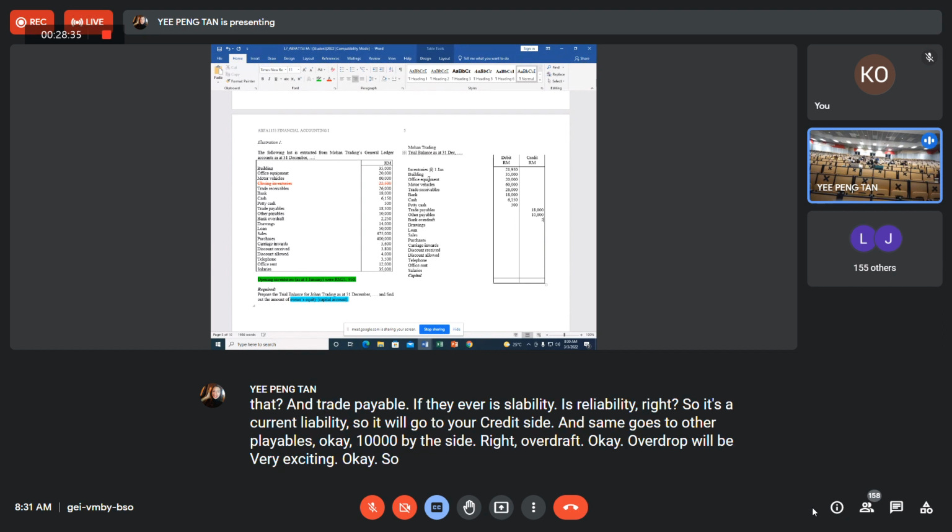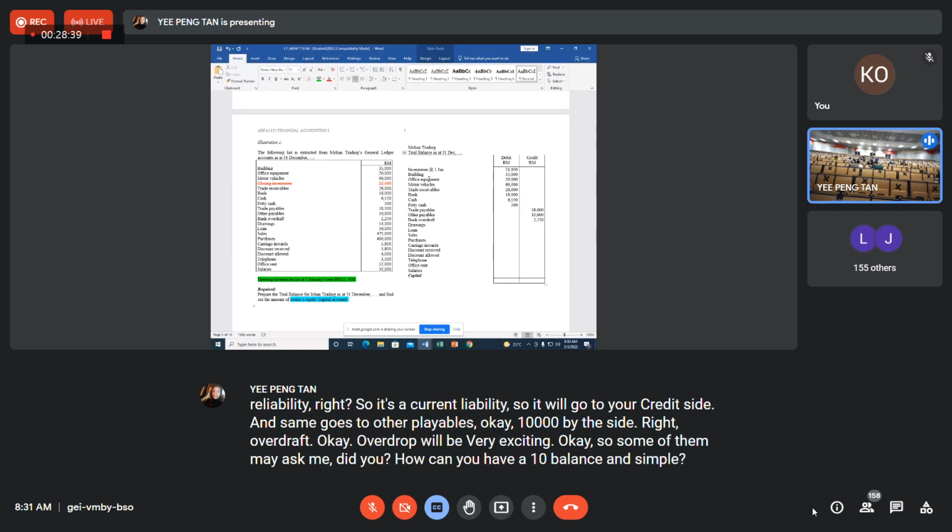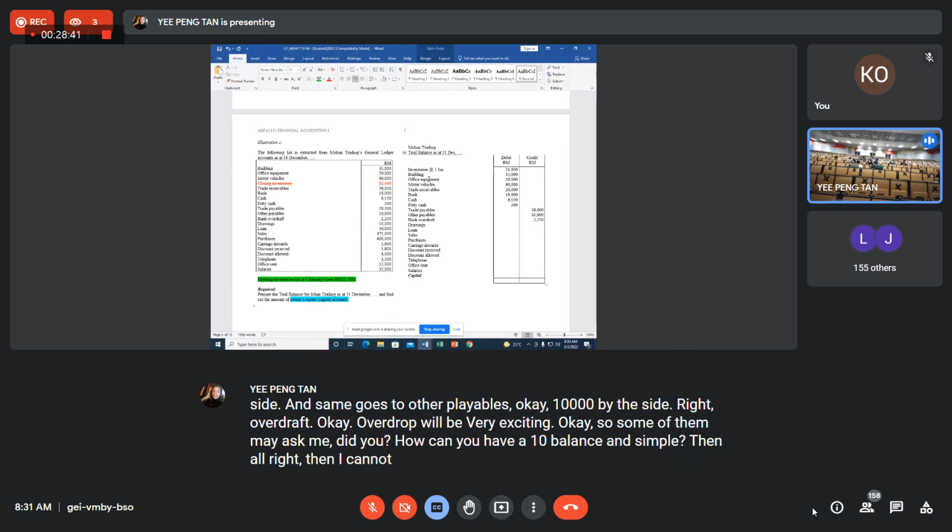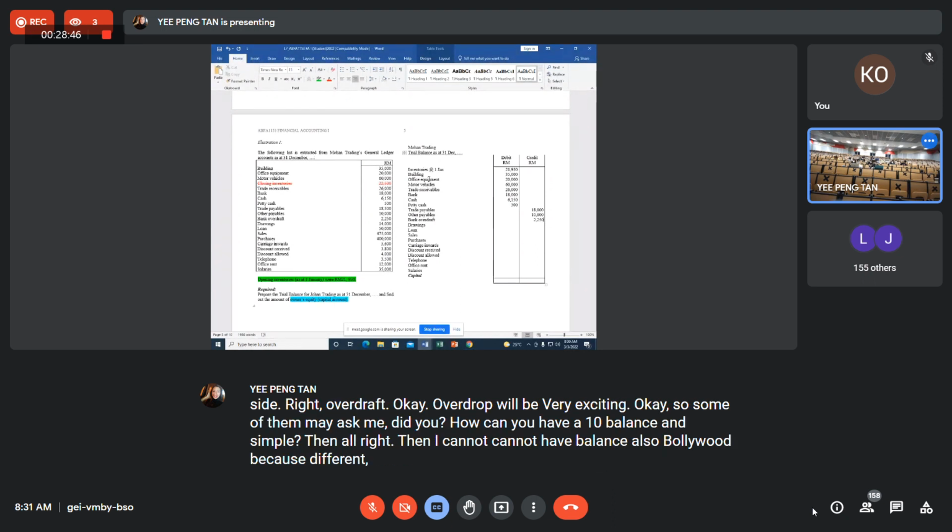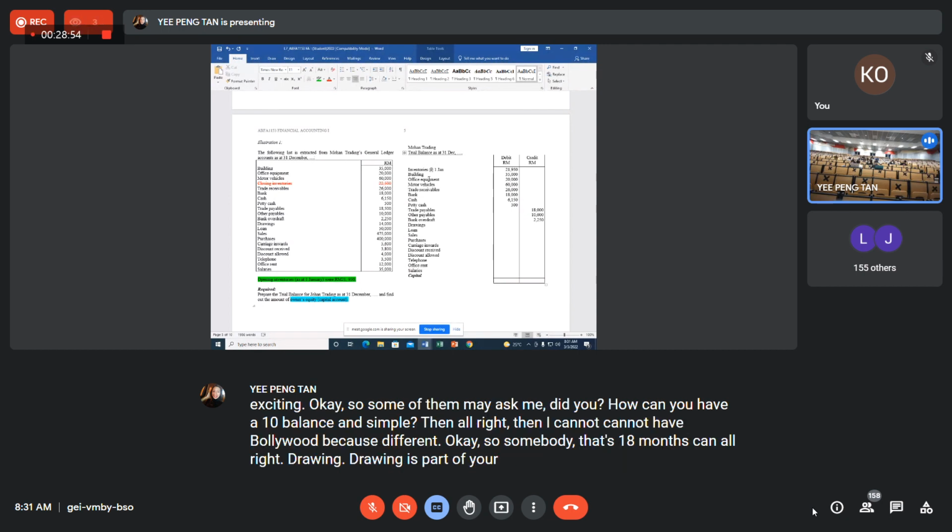So some students may ask me, teacher, how can you have a bank balance and at the same time a bank overdraft? Cannot have bank balance also have bank overdraft. You can have, because you have different banks. Some bank you have money there, some bank you get a facility. All right. Drawing is part of your equity, right? Equity is supposed to be credit side, but drawing is debit or credit?